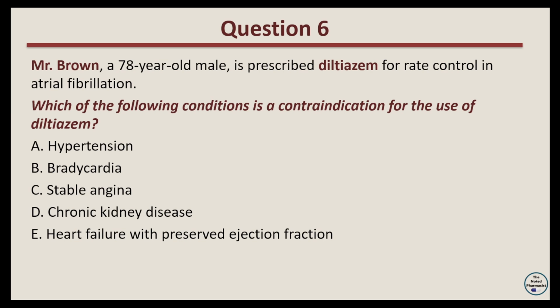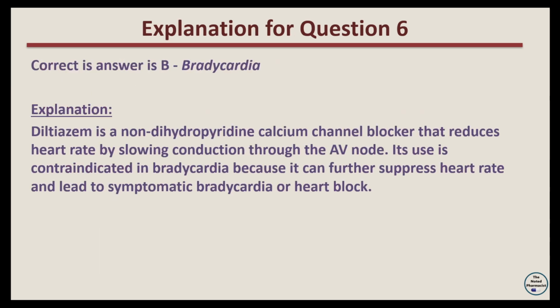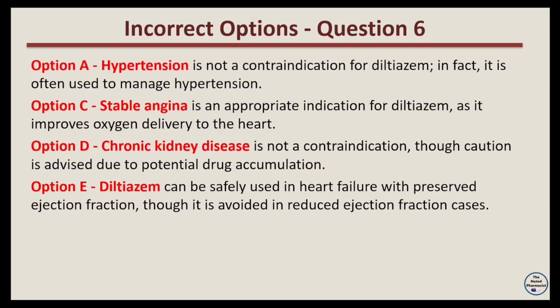The correct answer is option B, bradycardia. The explanation is as follows: diltiazem is a non-dihydropyridine calcium channel blocker that reduces heart rate by slowing conduction through the AV node. Its use is contraindicated in bradycardia because it can further suppress heart rate and lead to symptomatic bradycardia or heart block. Here is the explanation for incorrect options.